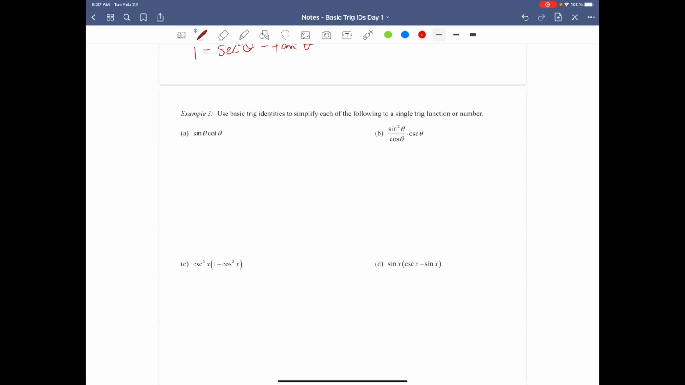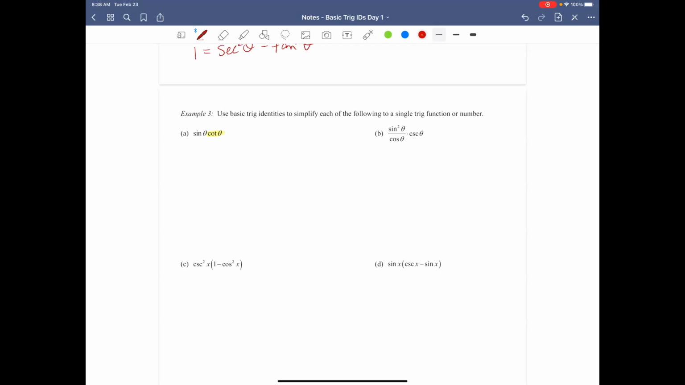And so if we look at letter A, we have sine of theta times the cotangent of theta. What I'm going to think about doing here is using a trig identity to express cotangent of theta in terms of sine and cosine. If you think back to your identities, hopefully you have them in front of you somewhere so that you can see them as we're getting going here.